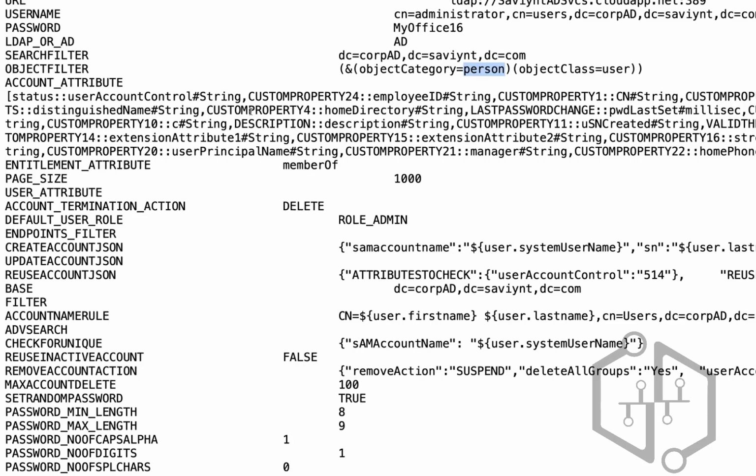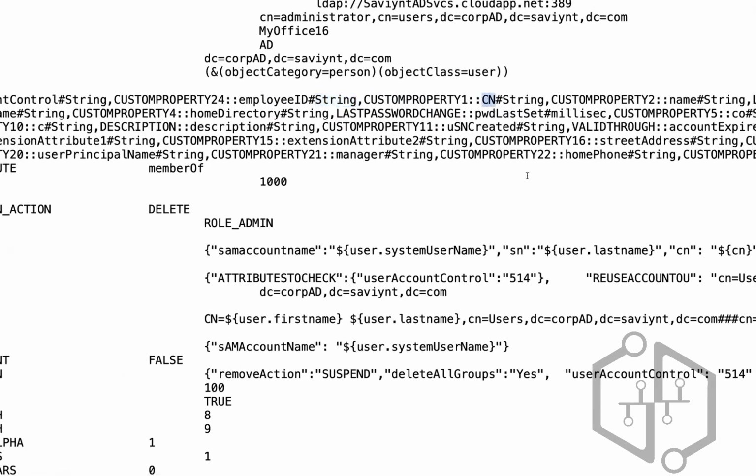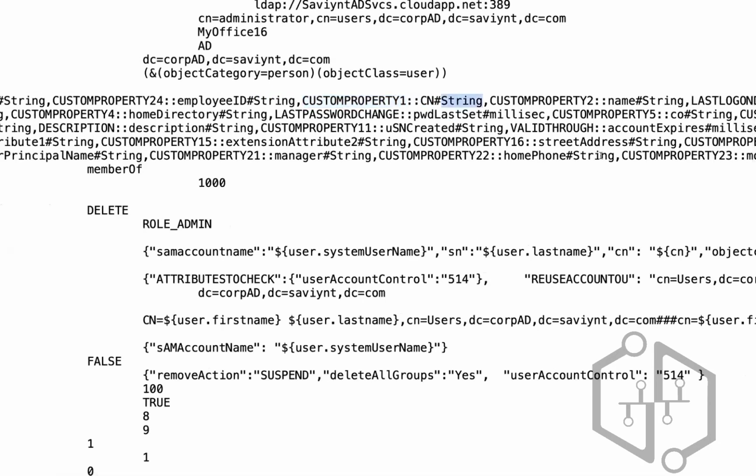Now, what we are doing is we are saying that whenever employee ID comes in from Active Directory, store it in custom property 24 within Saviynt. And what data type would employee ID be? It will be a string value. Similarly, whenever there is a common name coming in from Active Directory into Saviynt, store it where? Store it in custom property 1. It is also a string value.